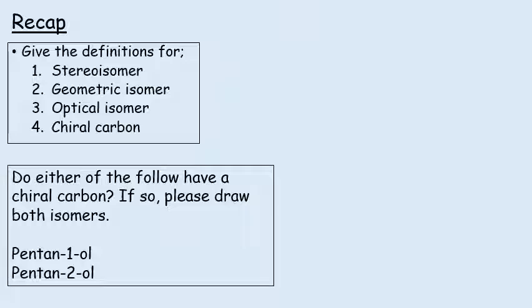Time for a quick recap then, some revision of some AS as well. So there's 4 definitions I'm looking for. So pause the video and have a go at those 4 definitions. And also down the bottom there, we've got 2 molecules, pentan-1-ol and pentan-2-ol. I want you to find out if each has a chiral carbon, and if it does, to draw the 2 enantiomers. So pause it now, 4 definitions, and that question at the bottom.